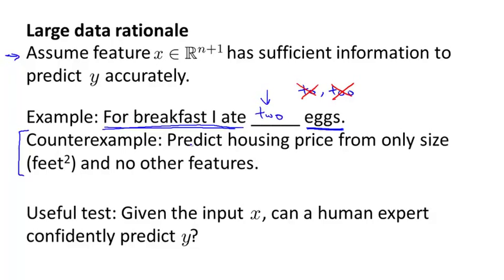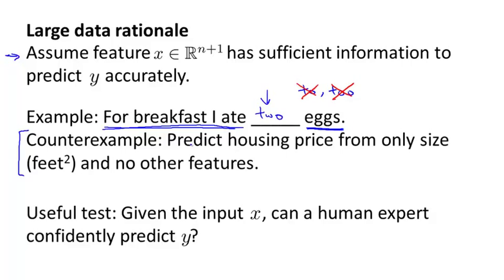If I don't tell you anything other than that this is a 500 square foot house, well, there are so many other factors that will affect the price of a house other than just its size. If all you know is the size, it's actually very difficult to predict the price accurately. So that would be a counterexample to this assumption that the features have sufficient information to predict the price to the desired level of accuracy.